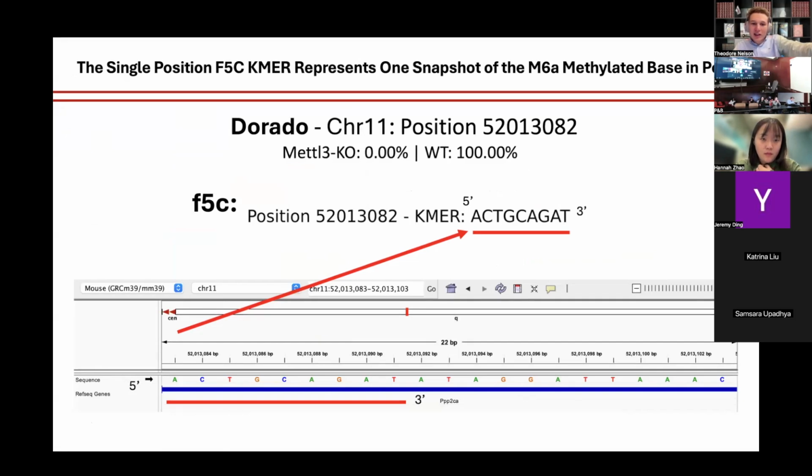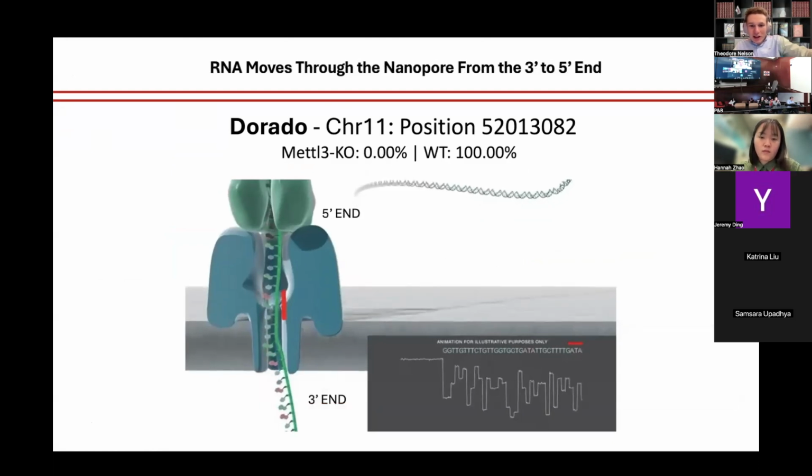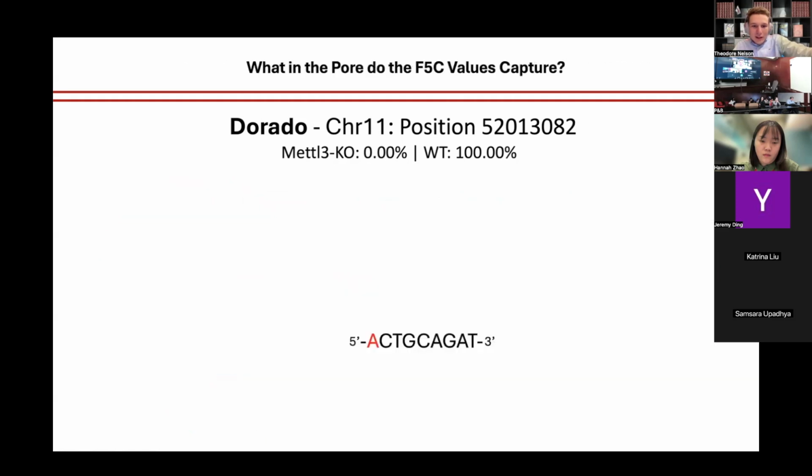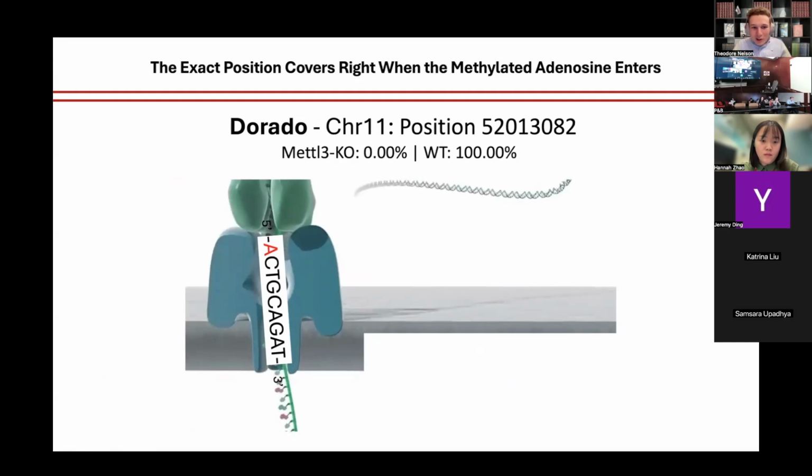Great, and we get that this F5C position basically represents one snapshot of the m6A methylated base in the pore. And then the question is, what snapshot? And this is the actual diagram. So I took this diagram. We know it goes in through the 3' end, and is at the 5' end. And we've already talked a little bit about this truncation phenomenon. But I basically took this, put it onto the side and put it over the pore. It's a schematic way of doing it, but that gave me a sense of where this m6A is at this particular banded alignment for what is being measured as an m6A.